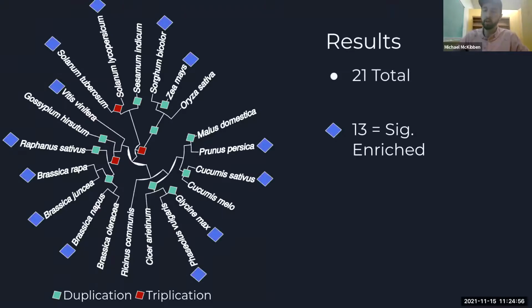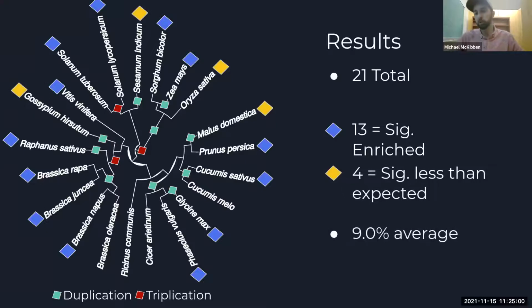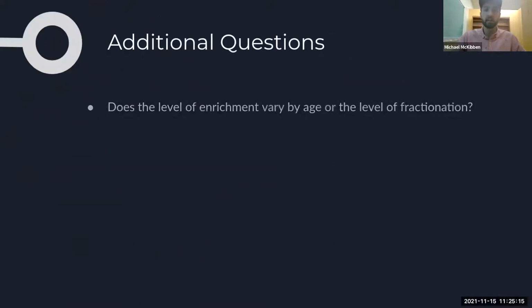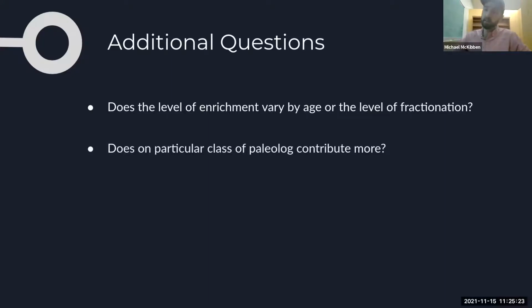Out of the 21, 13 showed significant enrichment in paleologs, and 4 showed significantly fewer paleologs than we would expect in the candidate domestication gene lists, with an average enrichment of 9%. And this pattern raised several additional questions in my mind. A, does the level of enrichment vary by the age of the duplication or the level of fractionation in the genome? Do particular classes of paleologs contribute more to this enrichment?